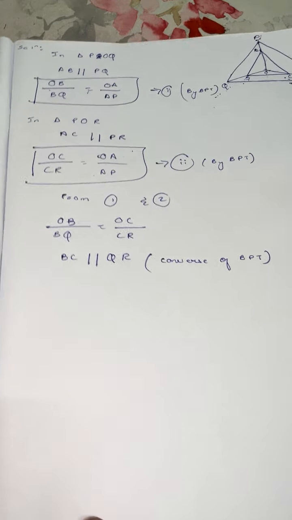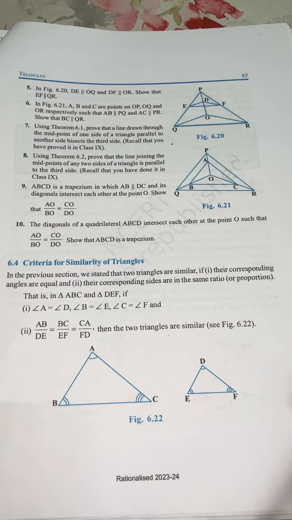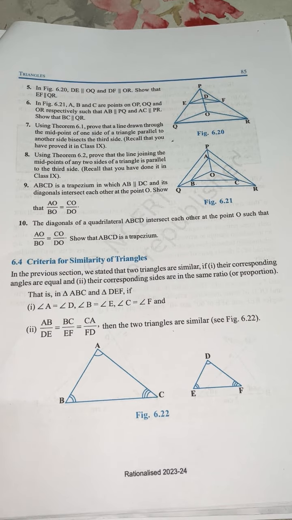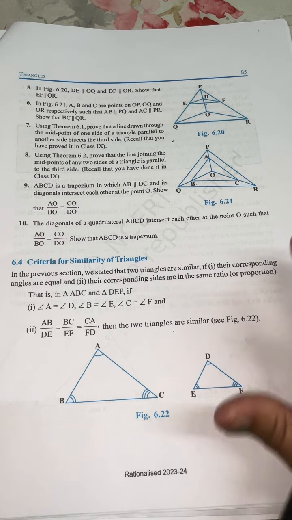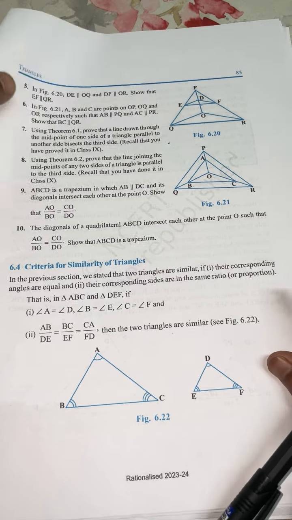Okay, the next part is number 7. Using theorem 6.1, that is the basic proportional theorem, we have proved that a line drawn through the midpoint of one side of a triangle parallel to another side bisects the third side. Recall that you have proved it in class 9. How will you do this? Let me show you.